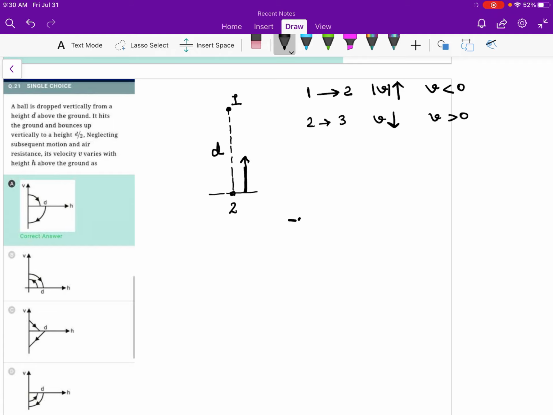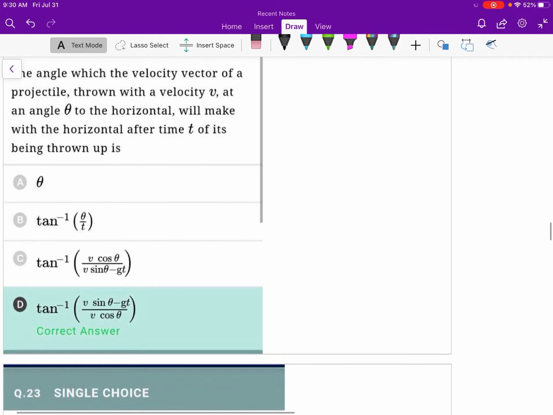And height is measured from the ground. So as the ball is falling from 1 to 2, height is decreasing and speed is increasing, but velocity is negative. So this is the graph. Then at collision with 2, the direction of velocity reverses, and as the ball moves up, height increases, but speed decreases. So this is correct. So A is the correct option.